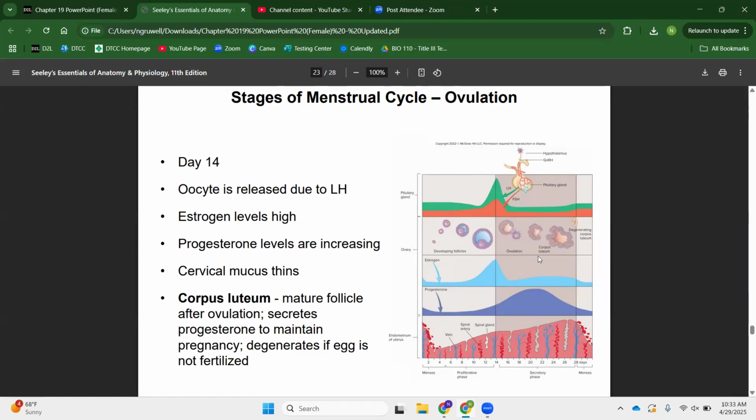So that follicle that just released the egg is known as the corpus luteum, and it is going to actually secrete progesterone. So that's why we get that spike. So after ovulation, this corpus luteum is what is secreting progesterone. And so if the egg is not fertilized, it's going to degenerate. So now we no longer have our progesterone secreting structure, and we get that decrease.